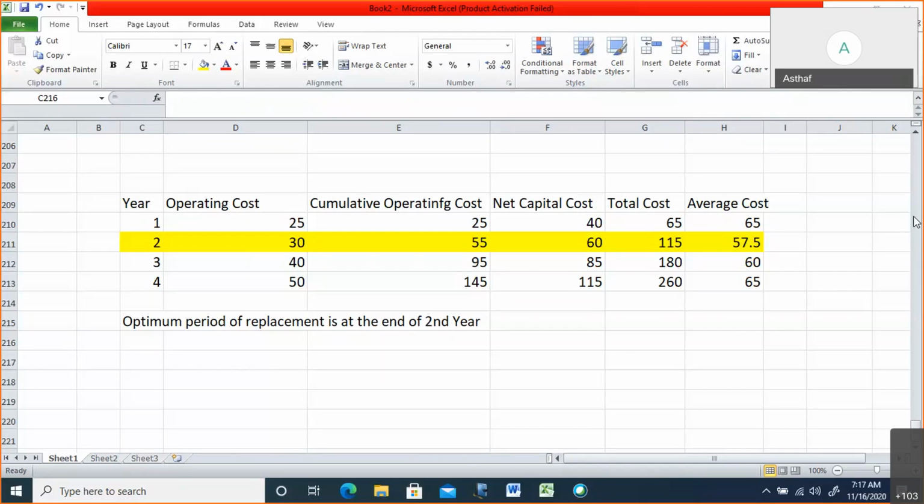See, the optimum will be the lowest cost. You have to find out here. We have 65, 57, it is coming down, 60. So the lowest cost is what? 57. 57 belongs to year 2. So latecomers, I am repeating once again. The optimum will be the item which has the lowest cost. So if you look, the lowest cost is what? Year 2.